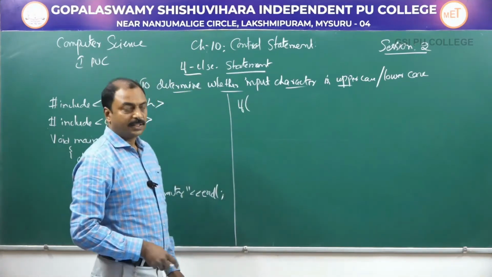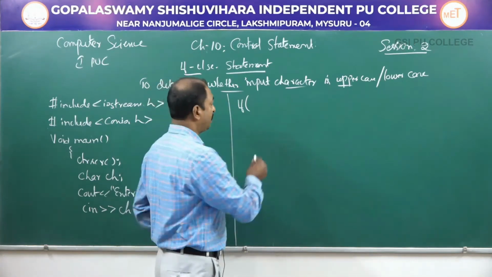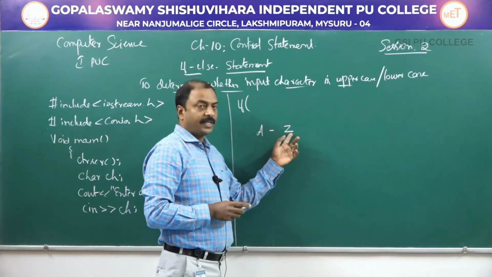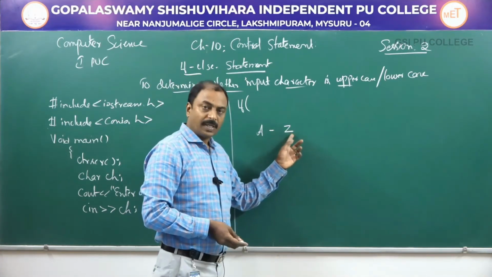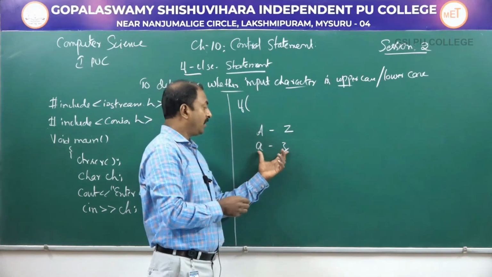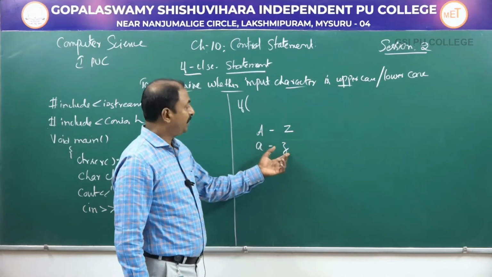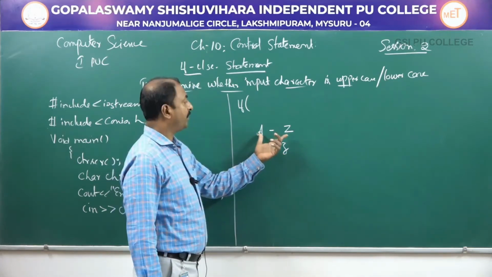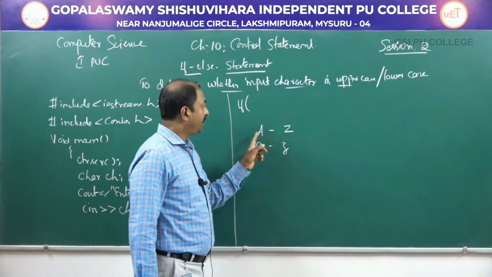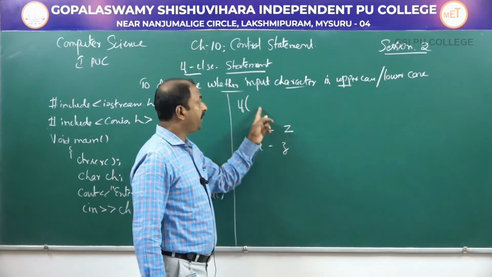The condition is that we can decide whether a character is uppercase or lowercase based on the alphabet. Suppose the input character is between uppercase A to Z, then we have to display a message, it is uppercase. Suppose the input character is in the range of lowercase a to z, then we have to display the message, it is lowercase. We are comparing the given character with the range of values between A and Z, uppercase and lowercase. So that's the condition we have to write here.